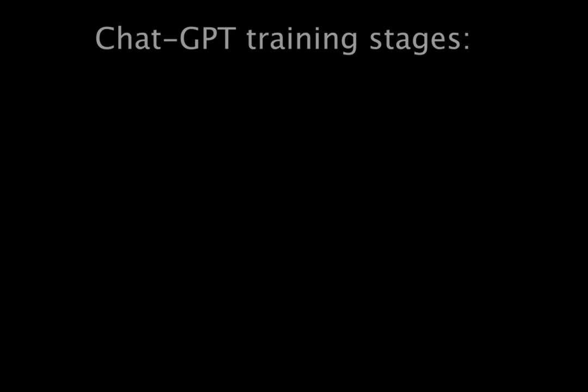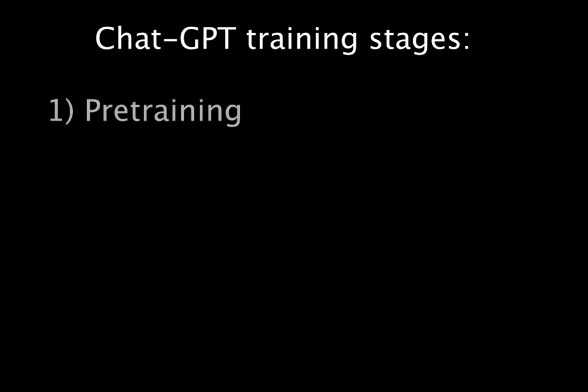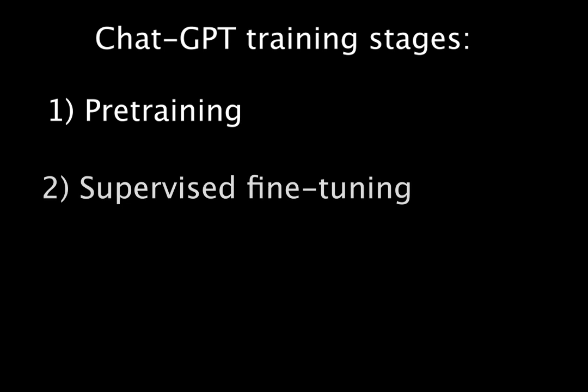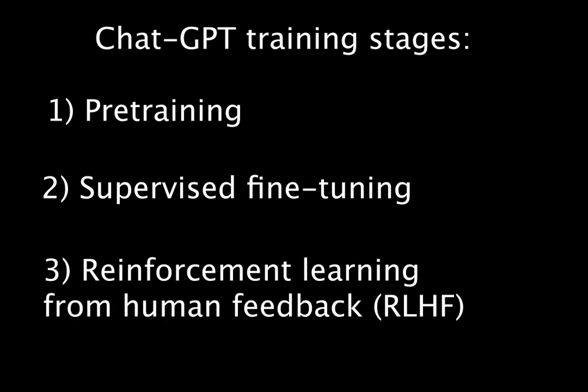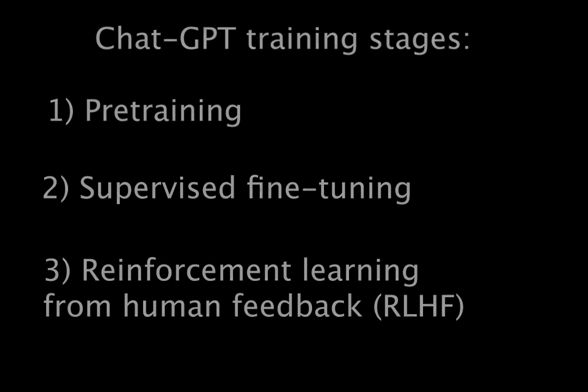Secondly, Chat-GPT has not one, but three sequential training stages. First, pre-training. Second, supervised fine-tuning. And lastly, reinforcement learning from human feedback. Each of these stages has a different objective function and serves a different purpose. Let's walk through each one of them one by one.